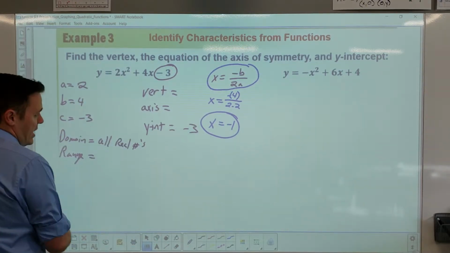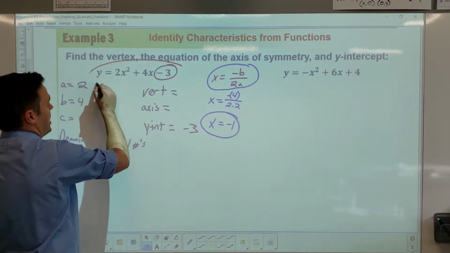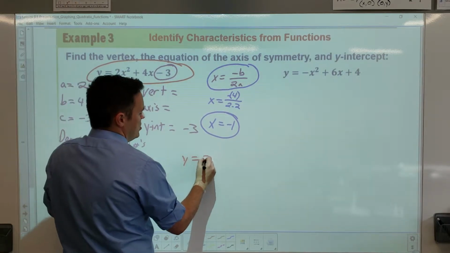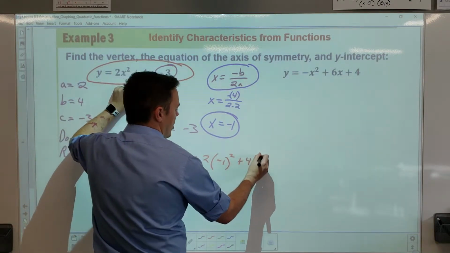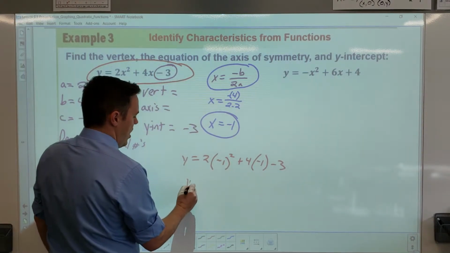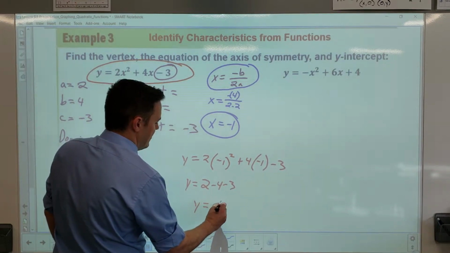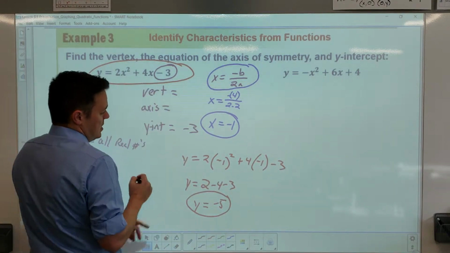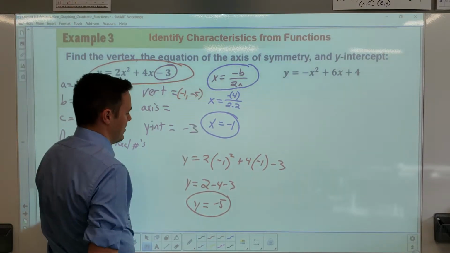And then you'd ask yourself, okay, so that's my 1 point. What is my vertex? Your vertex would be found by plugging it into this original equation. So my y value is going to be y equals 2 times -1 squared, plus 4 times -1, and then minus 3. Simplify that, y equals 2 minus 4 minus 3, y equals -5. That's just simple math. So I know my vertex on this equation is going to be -1, -5.